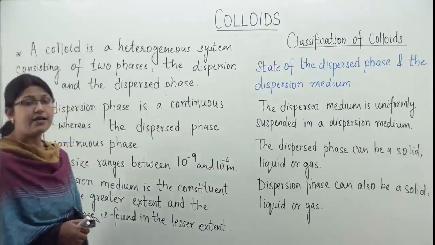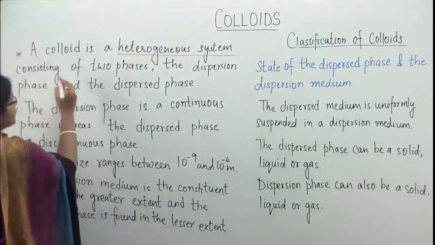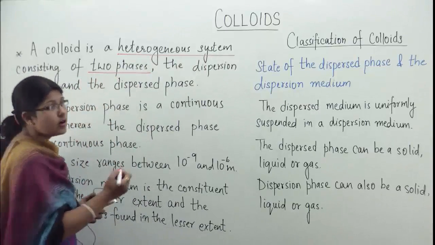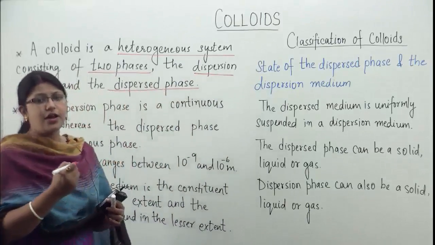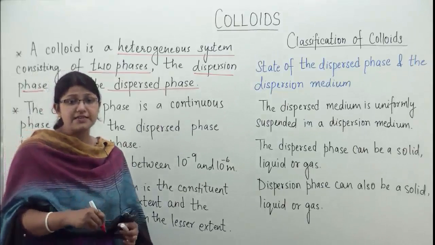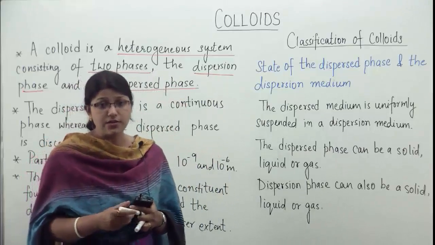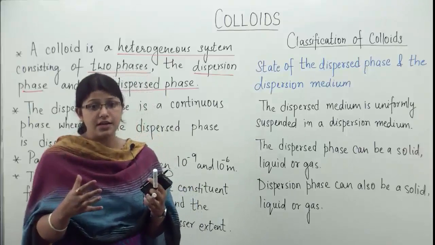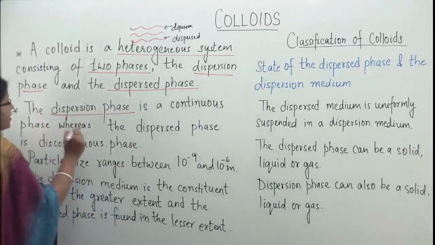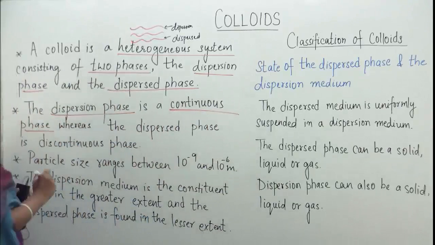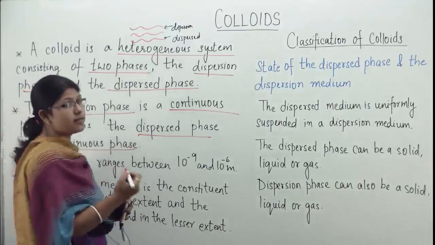Okay, so we can see that a colloid is a heterogeneous system consisting of two phases, the dispersion phase and the dispersed phase. Now how to understand the dispersion phase and the dispersed phase? The dispersion phase is something which is continuous and the dispersed phase is something discontinuous. The dispersion phase is a continuous phase, whereas the dispersed phase is the discontinuous phase.